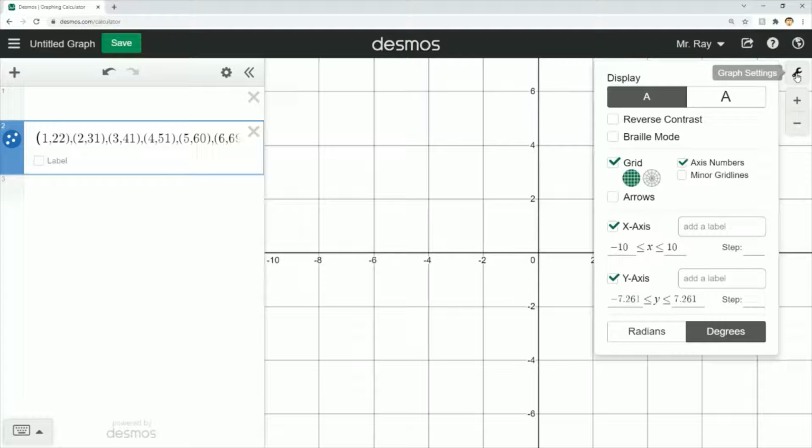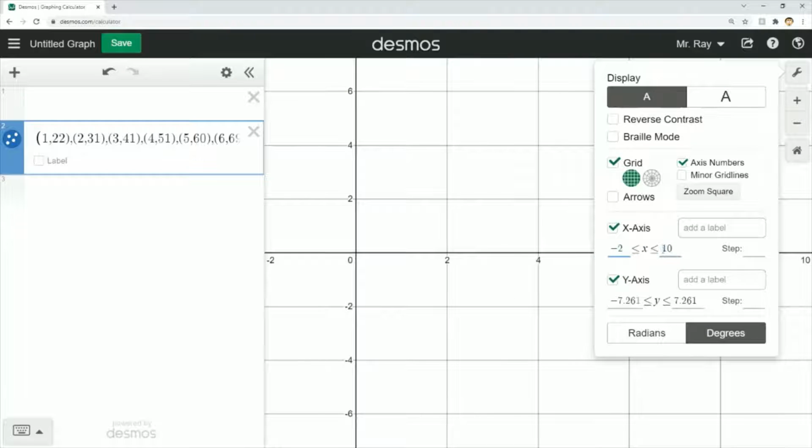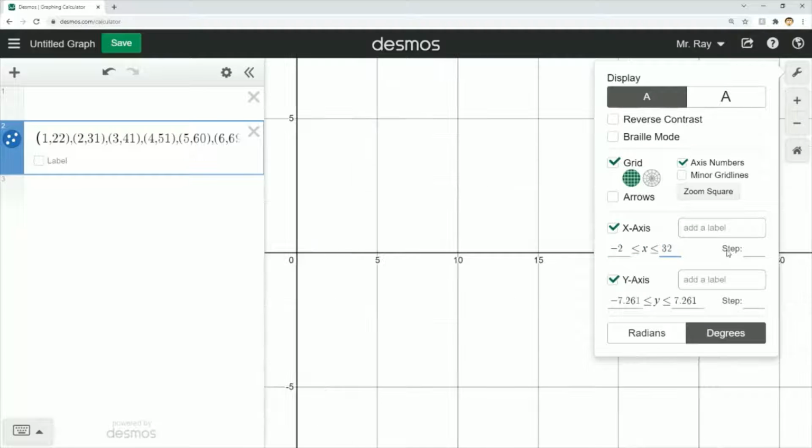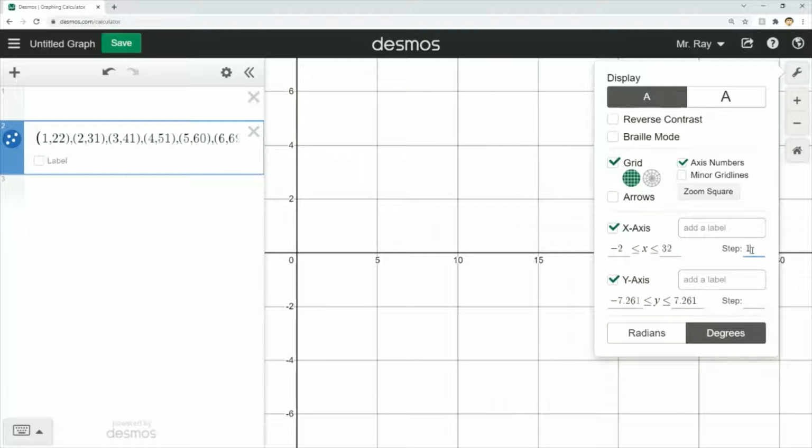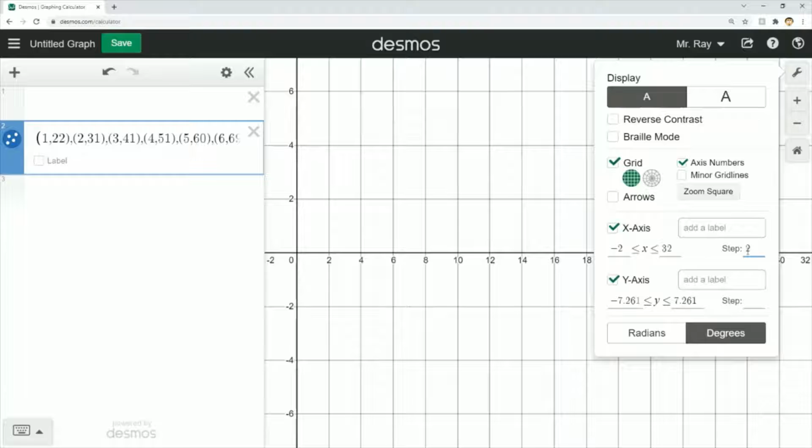So we're going to have to modify these a little bit. And I'll remind you that this is over a month, so we're basically going from 1 to 30. I'm going to change the X scale to -2 up to 32. I'll try to step by 1. It doesn't like it because it would make it too crowded. So I'll try stepping by 2. Okay, that'll work. That should be fine.